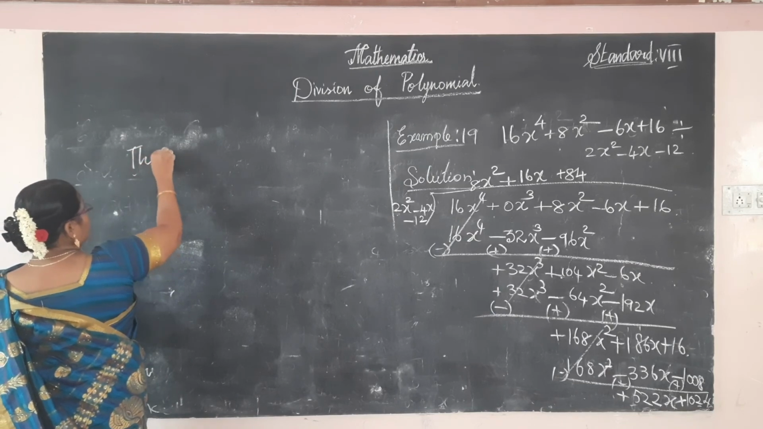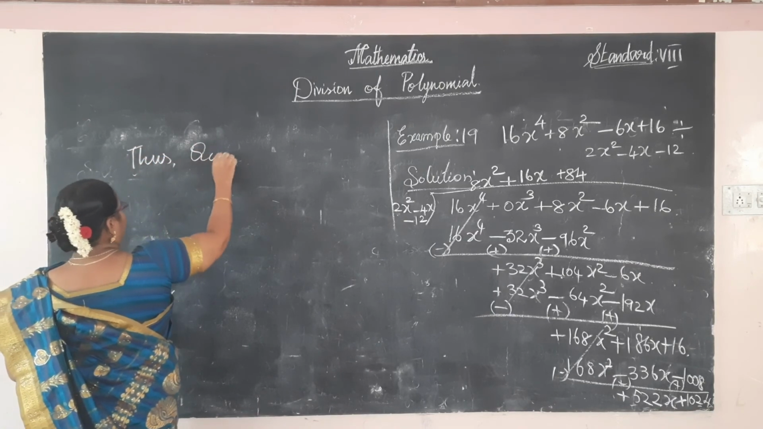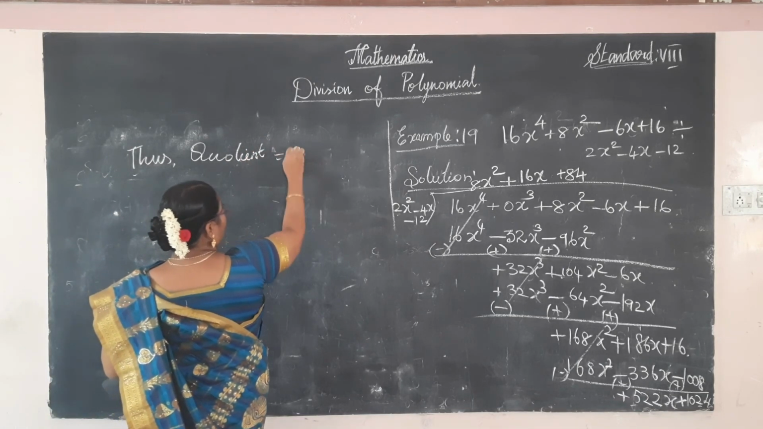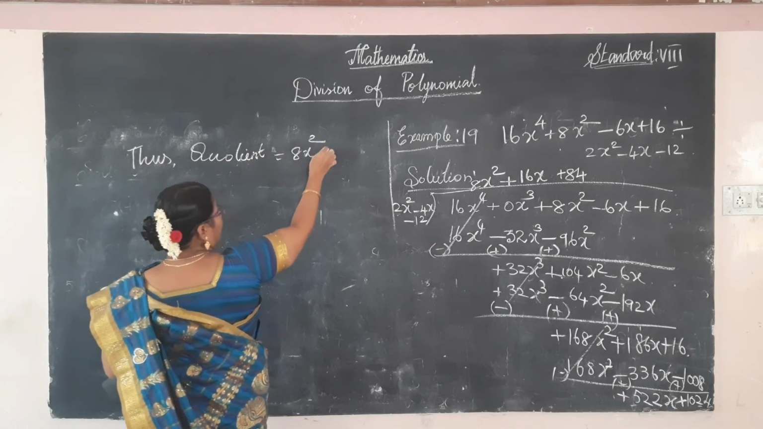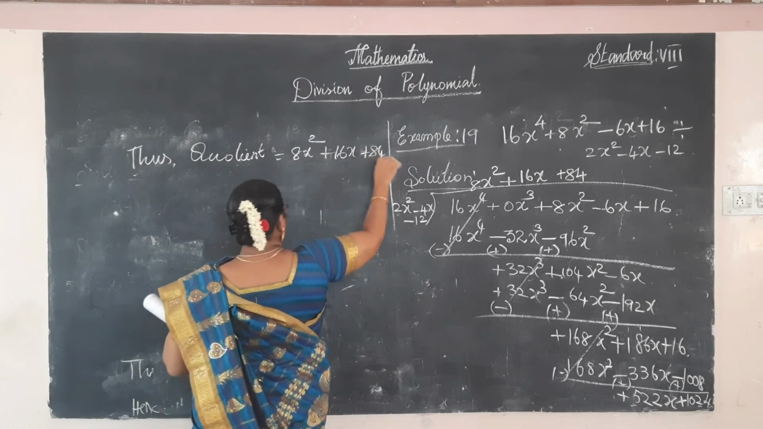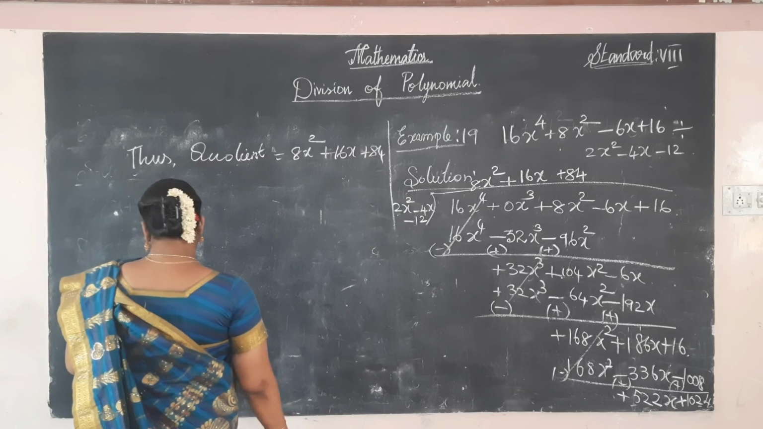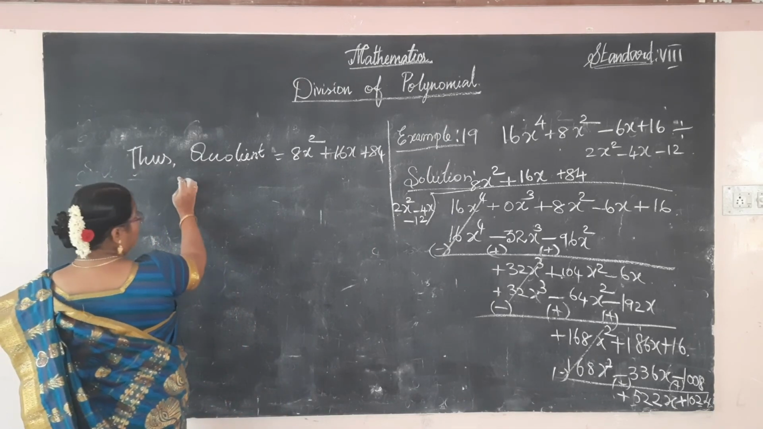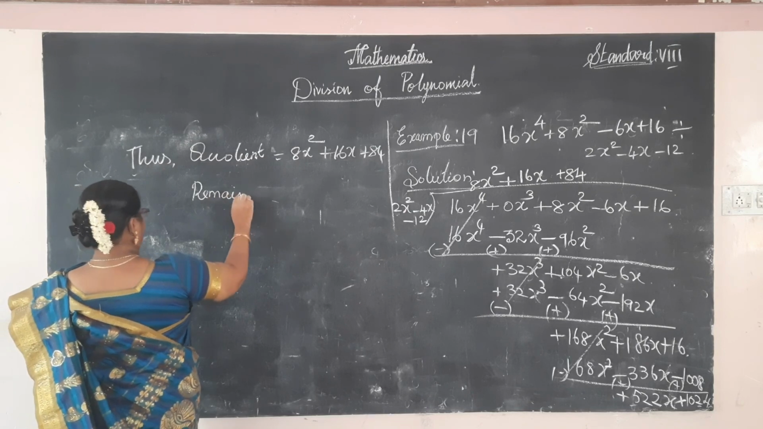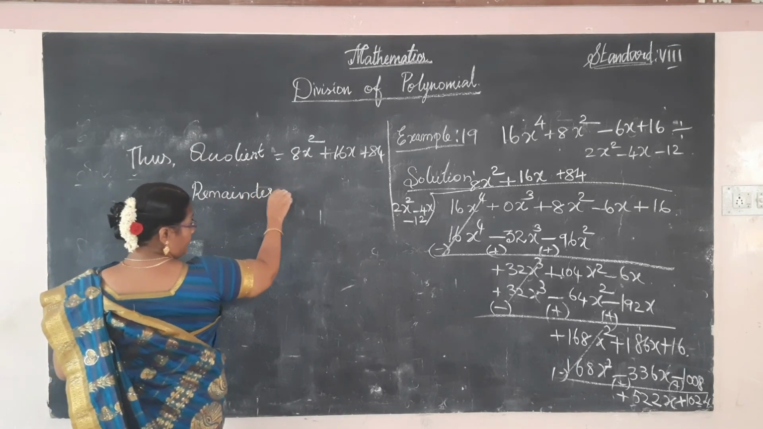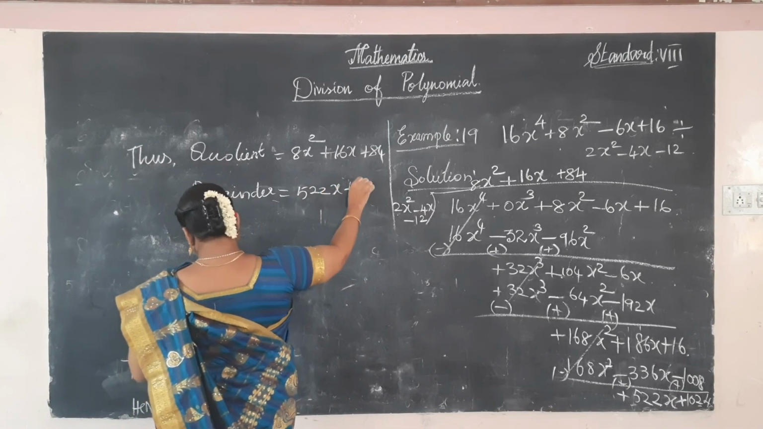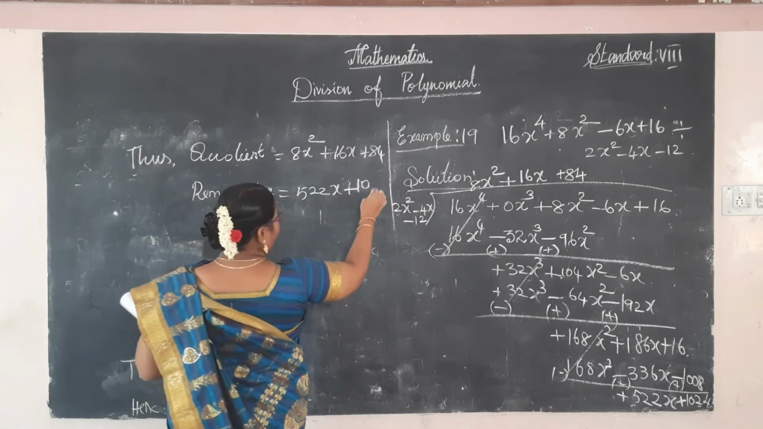Thus the quotient is equal to 8x^2 + 16x + 84, and then the remainder is (522x + 1024).